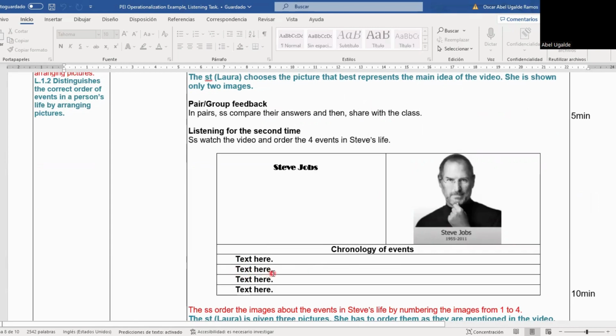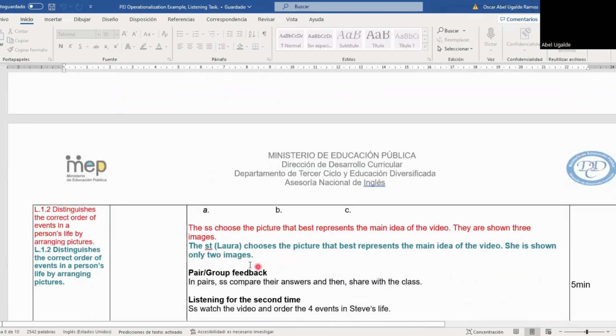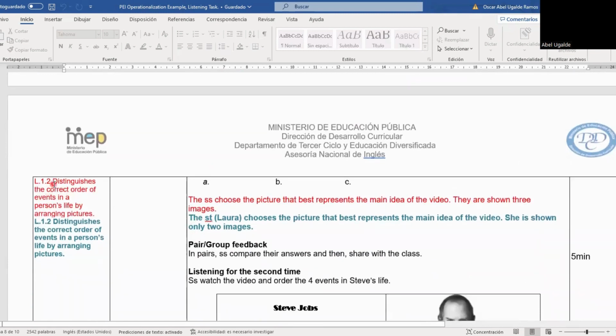Then here we can have, he creates his own company, but I just wrote text here. And students should only order, like writing numbers, 1, 2, 3, 4. And what happens with Oscar and Ignacio? The specific indicator for them is distinguishes the correct order of events in a person's life by arranging pictures.